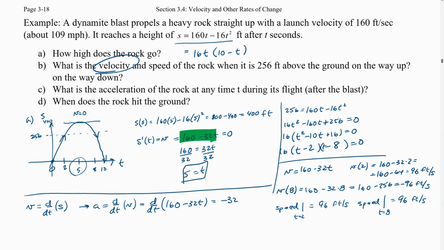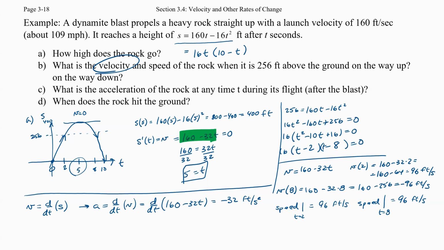And because this problem was given in feet, position is in feet and time is in seconds, this would be in feet per second squared. And some of you may recognize that as the gravity constant, at least in the English system.